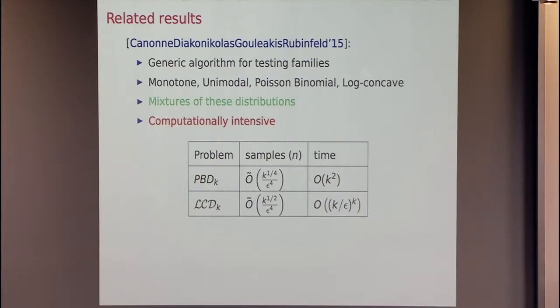So recently we were made aware of results by Canonne, Diakonikolas, Gouleakis, and Rubinfeld, who come up with a very generic algorithm for testing all of these problems, all of these families, namely monotone, unimodal, and so on. And another nice thing about their approach is it works for even mixtures of distributions. However, the sad thing is it's computationally intensive. And as we can see, for the class of log concave distributions over k elements, the time you require is k over epsilon to the k, compared to, let's say, k cubed that we have.